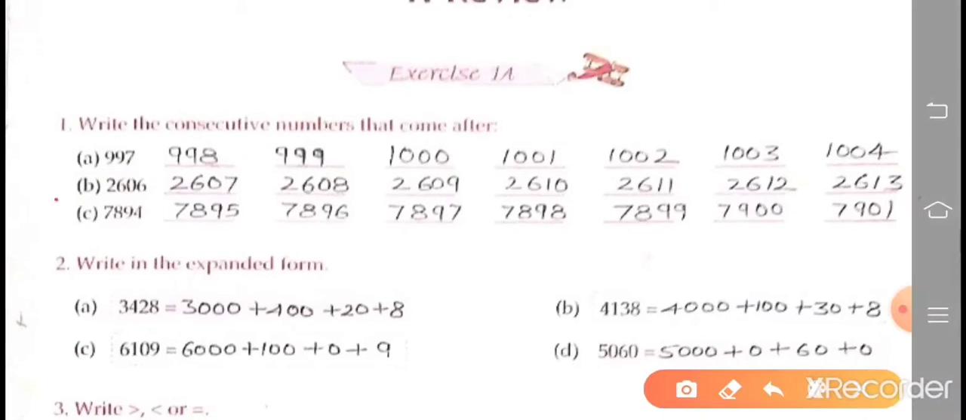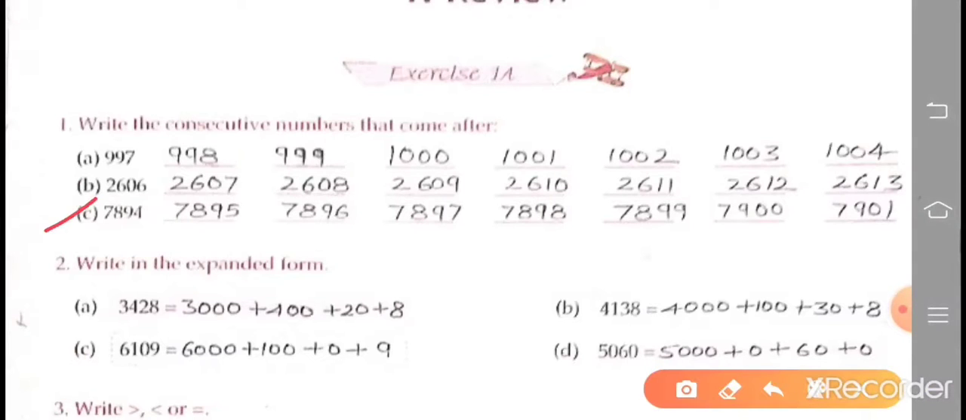Okay, now B part, 2606. After this 2607, then 2608, 2609, 2610, 2611, 2612 and last 2613.